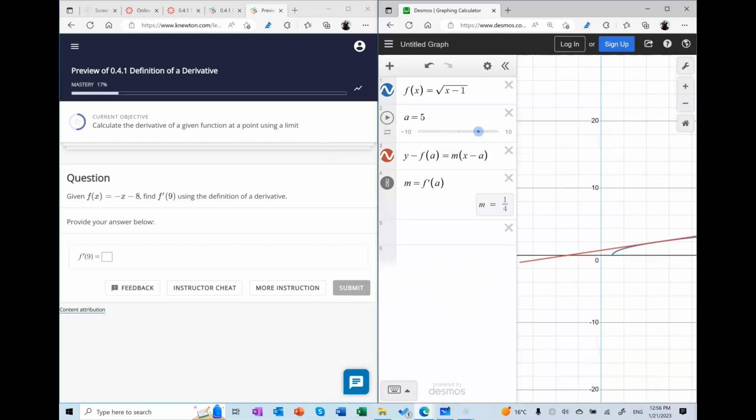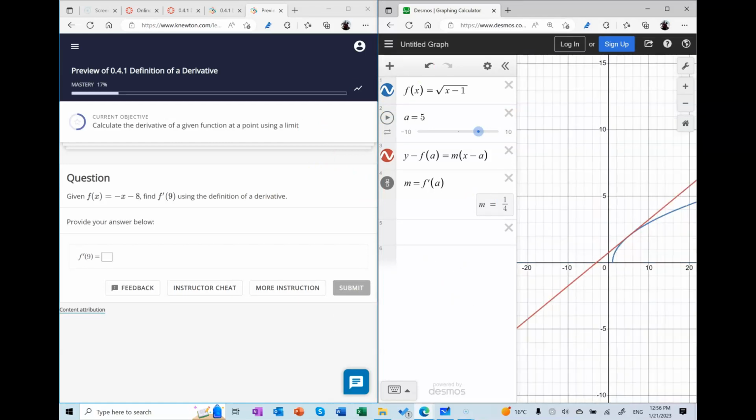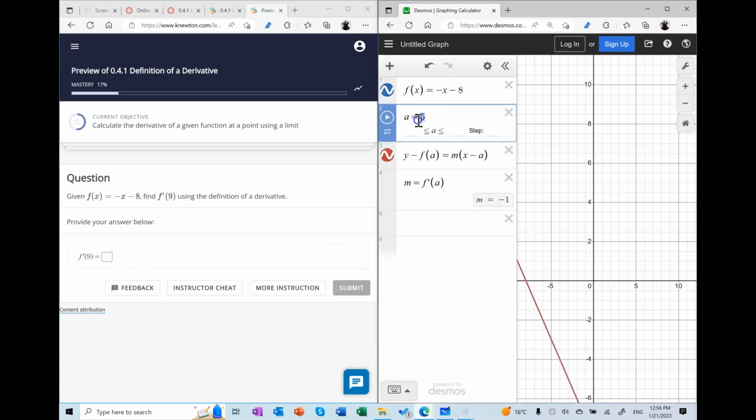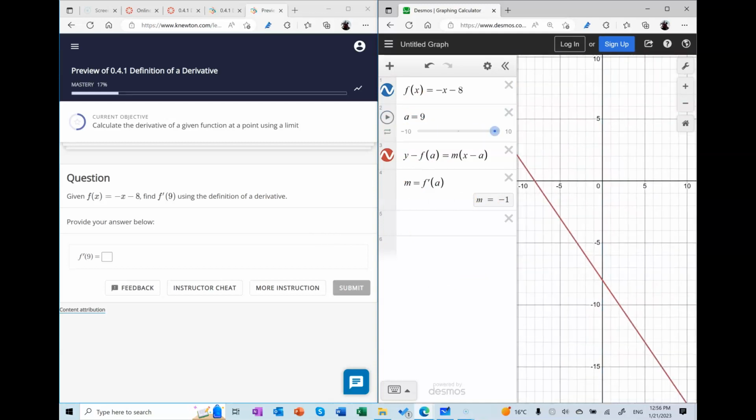In this problem, we have a radical function, and at x equals 5, we're looking for the slope of the tangent line, and we found it. Same here, but we have a linear function, and it's kind of redundant to look for the slope of the graph of a linear function, because the slope of the tangent line is the slope of the function itself, so the answer here is just -1.